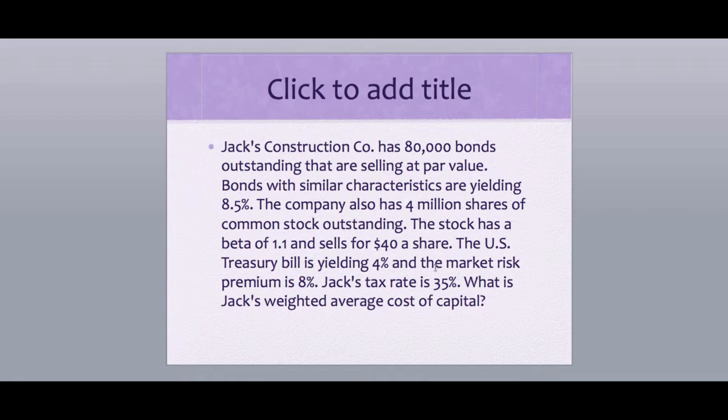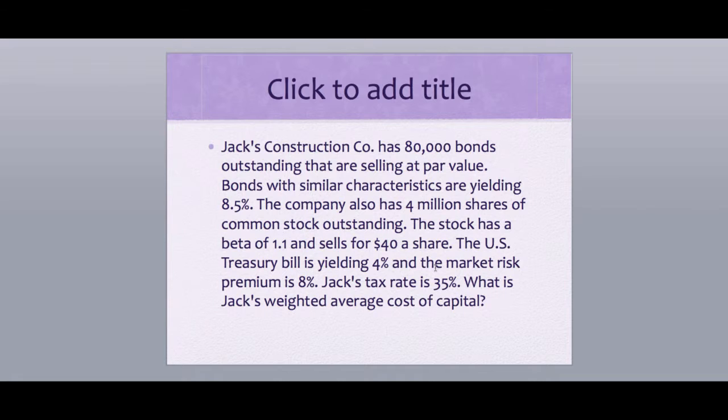The company has $80,000 bonds outstanding. The bond yield is 8.5%. It has 4 million shares of common stock outstanding, and the stock has a 1.1 beta and sells for $40 per share. The U.S. Treasury bill rate is 4%, and the market risk premium is given as 8%. The company's tax rate is 35%, and it asks for the WACC. So that is a direct calculation of WACC.